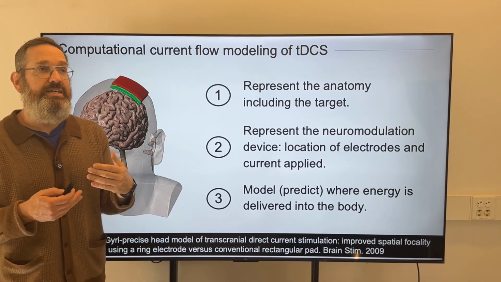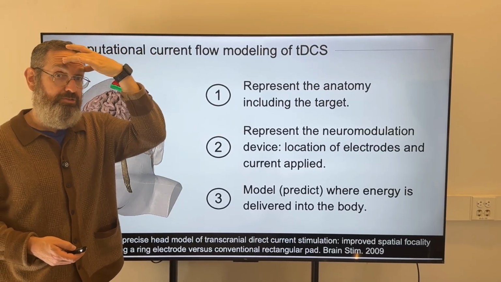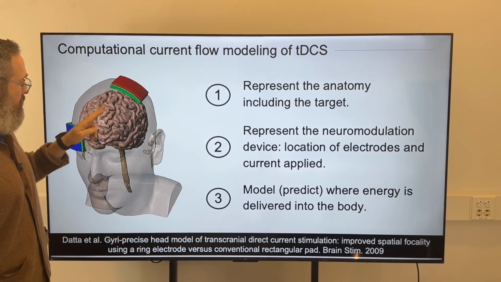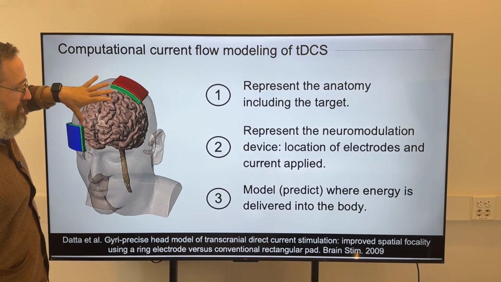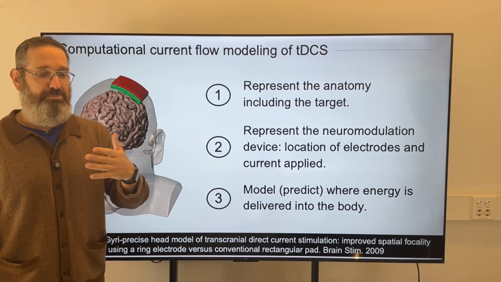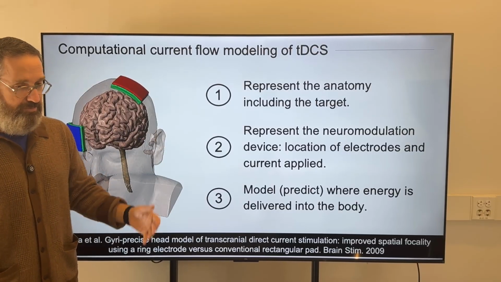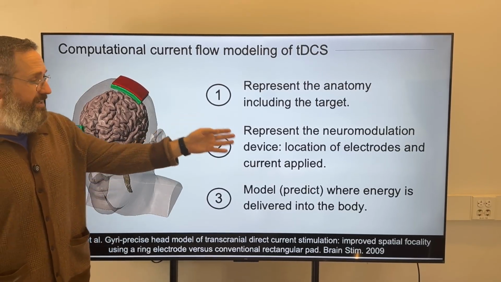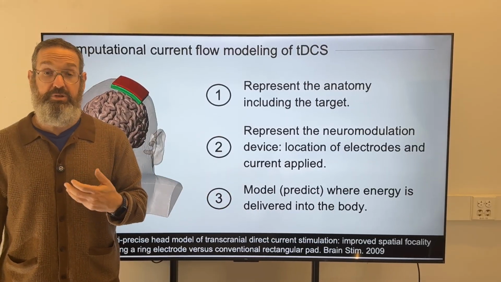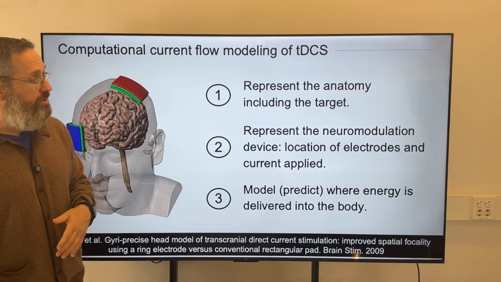And then just like in the actual device where we would apply current into the device and into the body, in the computational model, we represent applying current from the device through the electrodes into the body. And so essentially the model is simulating the application of energy into the body in the same way that it would be done in the real world. And finally, the final step is once we do that, we visualize, we predict, we simulate where current flows through the body and through the nervous system.